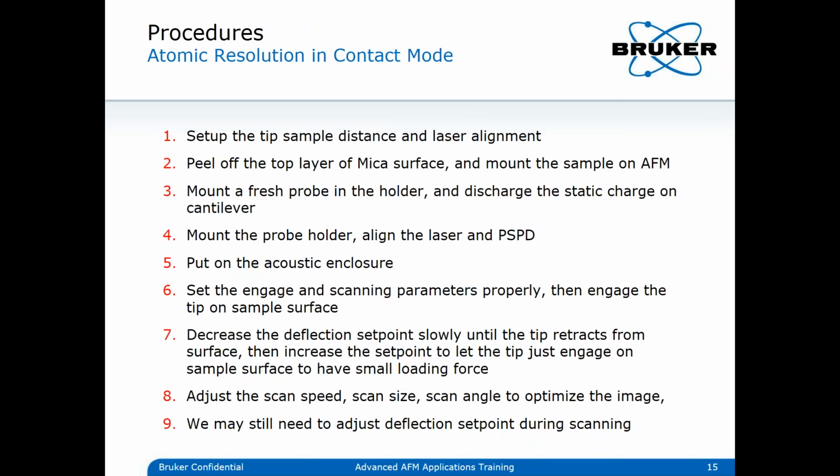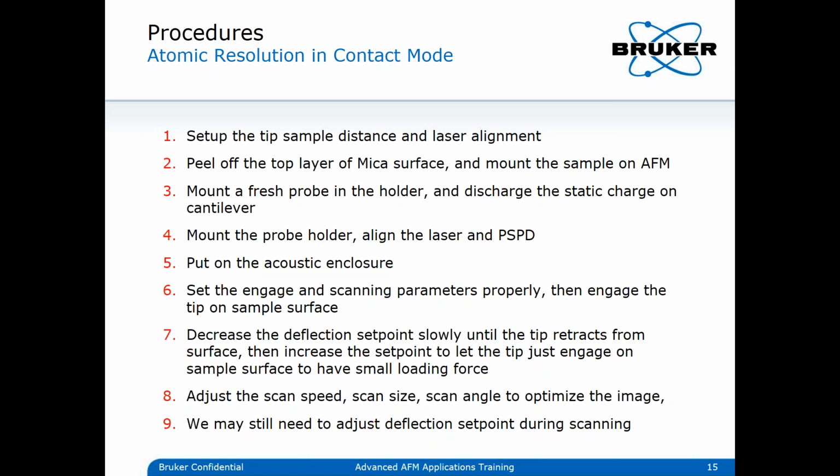So the procedure, again, for the atomic resolution would be: set up the tip and sample distance and align the laser. In the case of mica, peel off the top layer, mount the sample on the AFM, put a fresh probe in the holder, discharge the static charge on the cantilever and on the sample, mount the probe holder, align the laser and the photodiode, put on the acoustic enclosure, and then you set up your engage and scanning parameters properly, so that you're already in a range like 10 nanometers or 20 nanometers for the scan size, for instance, and reduce already your gains. And then you can engage on the surface.